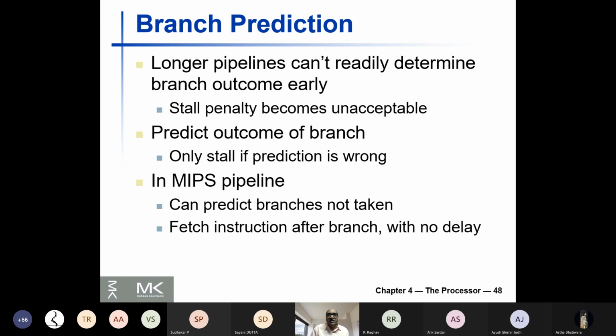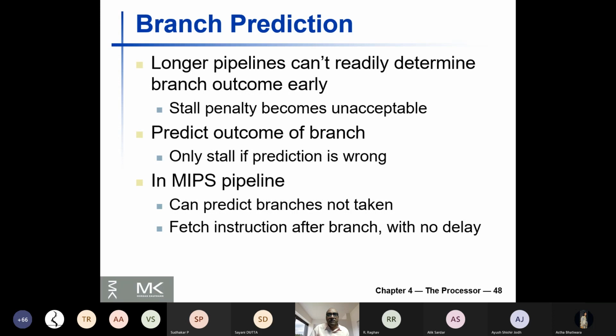Suppose the prediction is wrong, then you have to pay the penalty. When the prediction is wrong, we come to know the actual branch target address, which is different. At that time, you have to pay the penalty: the instructions that were fed wrongly have to be flushed out, and the proper instructions have to be placed into the pipeline. But this can be tolerated if the accuracy of prediction is high.